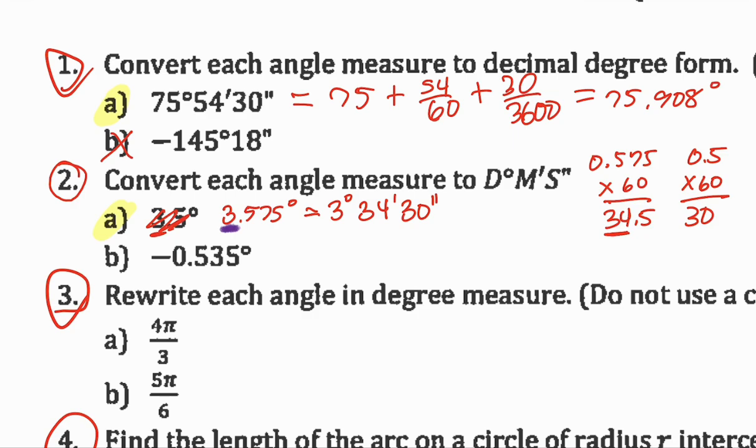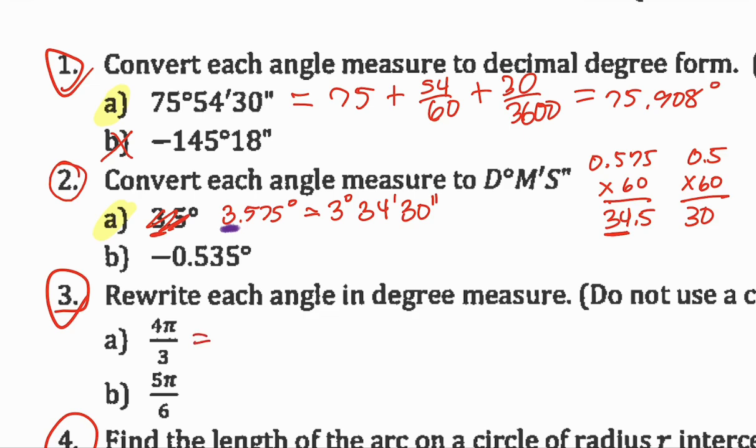So for number 1, we divide by 60, and then we divide by 60 again, which is 3,600. And that's where we get that. For number 2, we do the opposite. Take off the whole number, multiply the decimal by 60. Take off the whole number, multiply the decimal by 60. So that is something hopefully that's very easy for you.